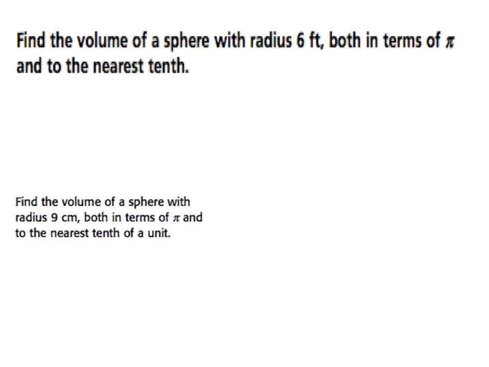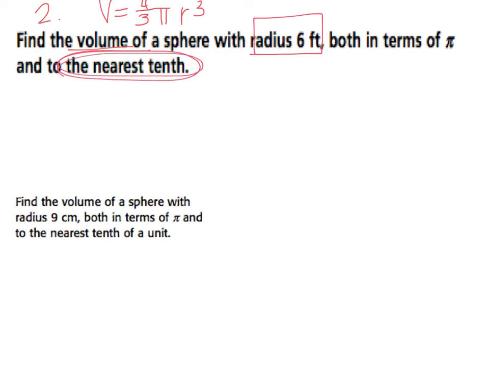Okay, let's try this next one on top. So we're going to find, again, the volume of this sphere. Remember, volume, you're just going to do 4/3 times pi times radius cubed. If we read this, it says find the volume of a sphere with a radius of 6 feet, both in terms of pi and to the nearest tenth. I want you to focus on being able to find it to the nearest tenth. So we're just going to take what we know and plug it in. So volume equals 4/3 times pi, and our radius is 6, so 6 cubed. We're going to do 6 cubed first because of order of operations.